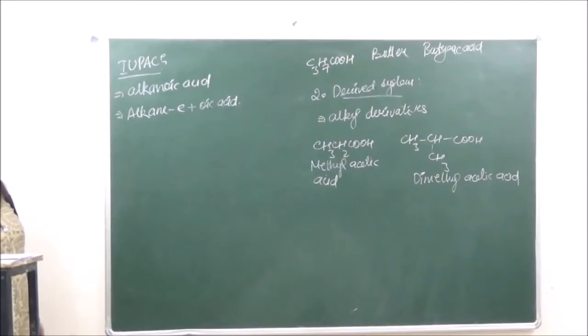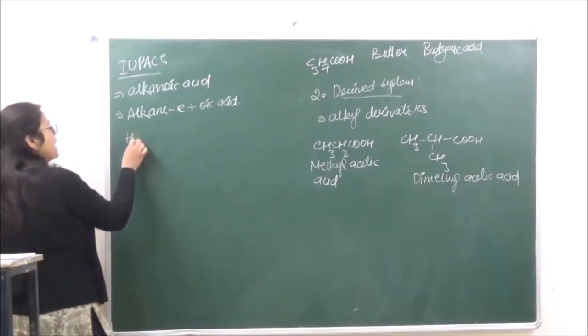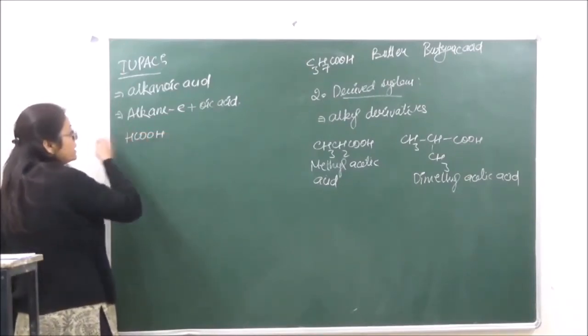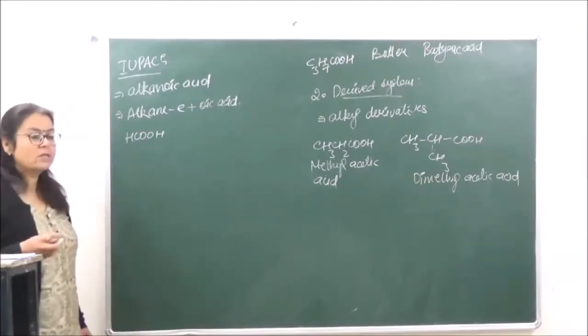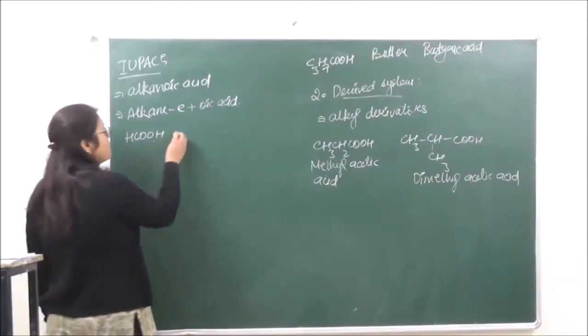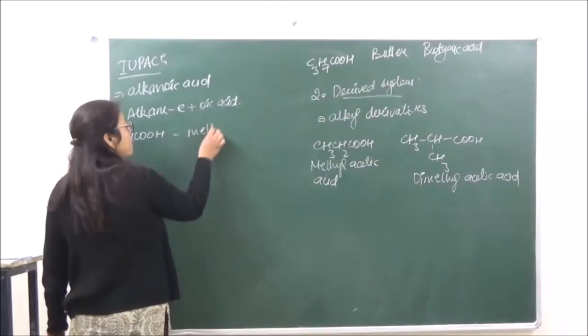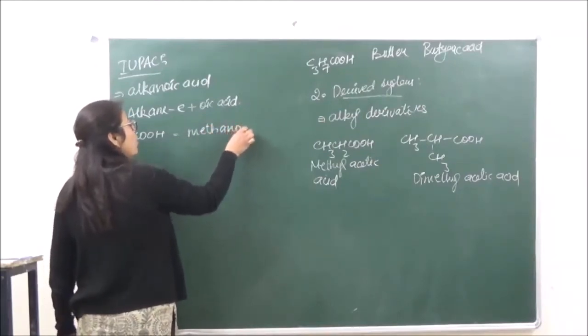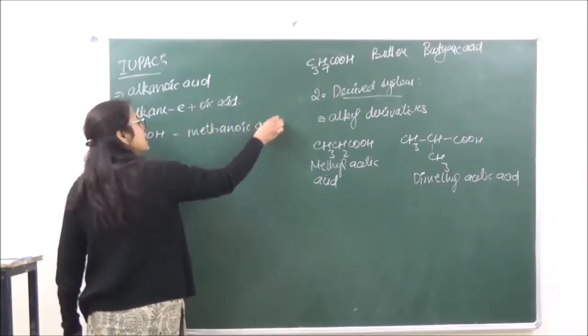Okay, so this is alkane minus E plus oic acid, alkanoic acid, right? Let's take an example. We have HCOOH, the alkane present over here is going to be methane. This is the first member of the series. So, methanoic acid, right?